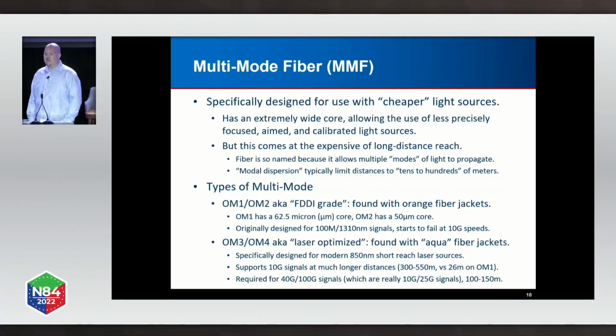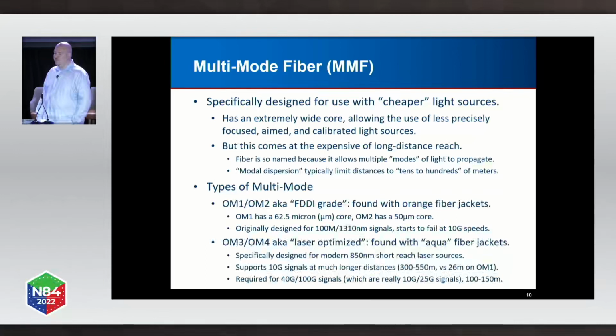There are a couple different kinds of multi-mode out there. You've got OM1 and OM2. These were the original, what's called FDDI grade. This was the stuff designed for 100 megabit FDDI. It has either a 62.5 micron or a 50 micron core, and that's the stuff that really starts to break down at 10 gig and beyond.